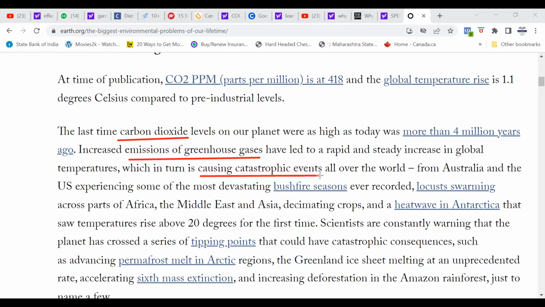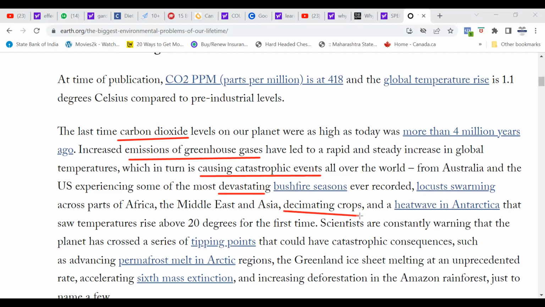Life-changing events, something devastating, destructive. A major negative transformation happens. Like a tsunami is a catastrophic event, which impacts at a very large scale. Then bushfire, locust swarming, insects all over, there's a heat wave.